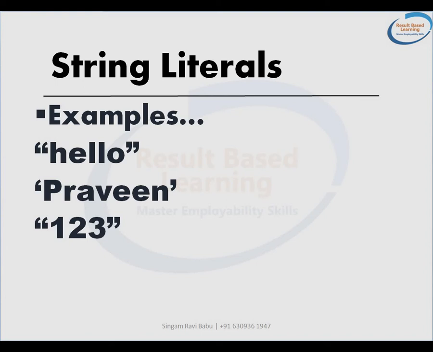So a string is always either surrounded by single quotation marks or double quotation marks, but don't start a string with a single quotation mark and close it with a double quotation mark, or start it with a double quotation mark and close it with a single quotation mark. If you do that, we are using quotation marks inconsistently. And when you look at the third example, 1, 2, 3 is not a number, it is a string because it is surrounded by quotation marks.